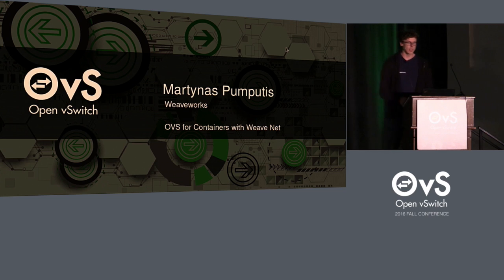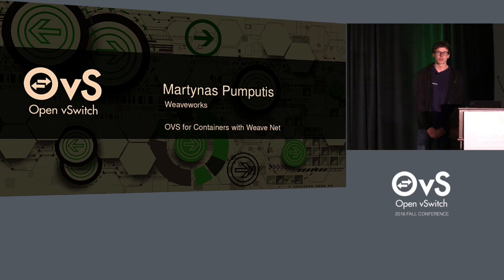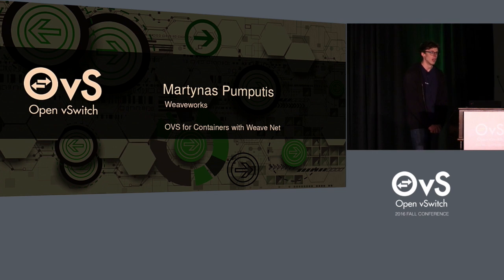So, hello, my name is Martynas, and today I would like to give a talk about WeaveNet and how WeaveNet uses the vSwitch technology. And basically, WeaveNet is a software for building overlay networks for containers. Our primary target was Docker, but nowadays we started to support Kubernetes, Mesos, and other container orchestrators.